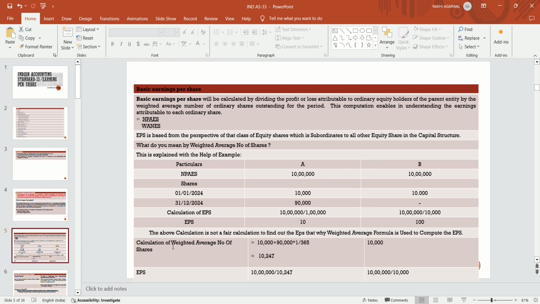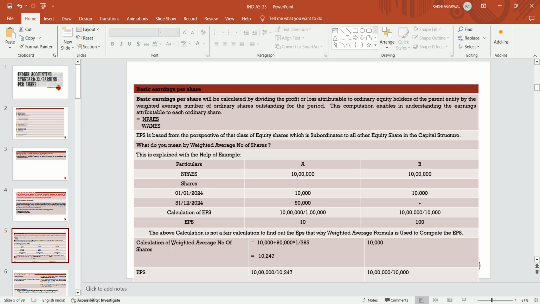This concept is to be explained with the help of an example. Suppose A and B, there are two companies. Net profit attributable to shareholders in A is 10 lakhs, in B also 10 lakhs. Shares outstanding as on 1st January 2024 is 10,000 in both cases, A and B. At the closure, that is the financial year end on 31st December 2024, the outstanding shares held by A is 90,000 and held by B is nil.